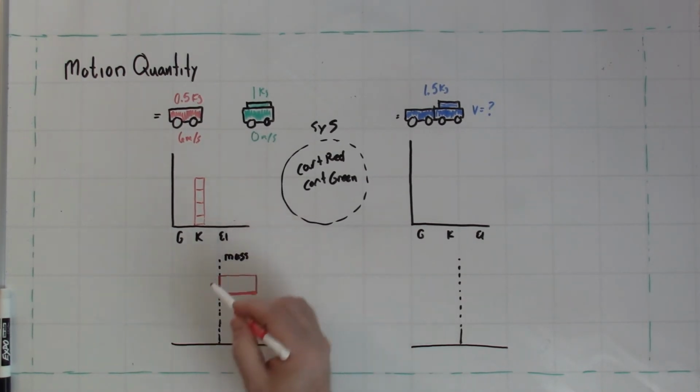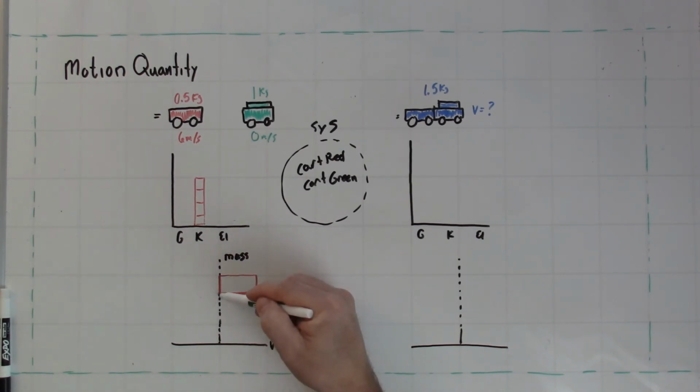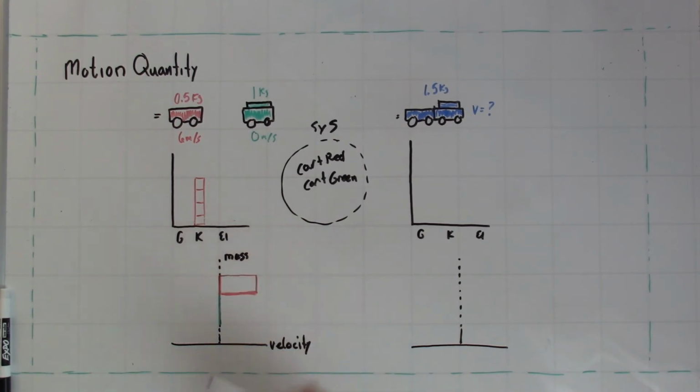So the up and down value is the mass. When I go to do the green car, its mass is twice as much, so you can see it's twice as long on that axis. But it's not moving either left or right, so we don't make it into a box because there's no motion. So can we calculate the total motion quantity? Well, the total motion quantity is this area.